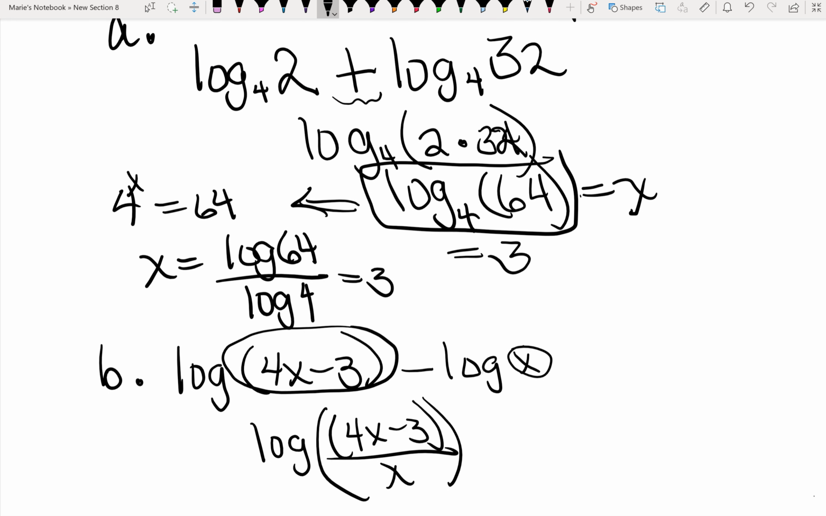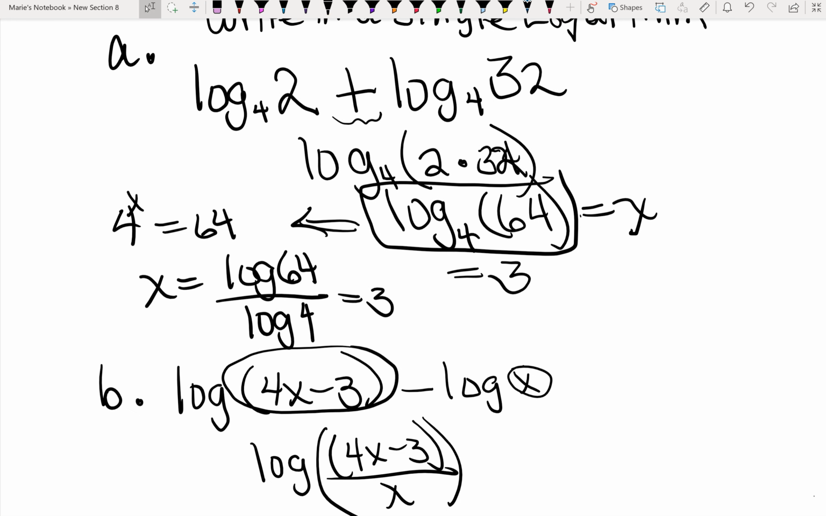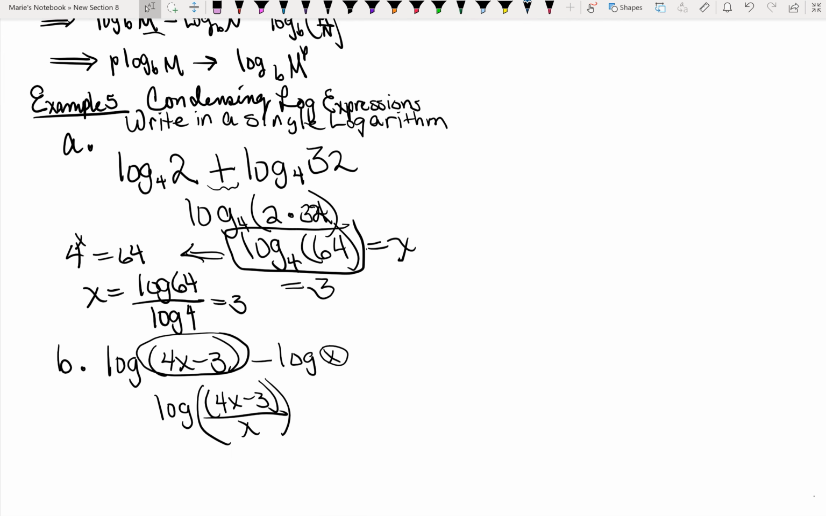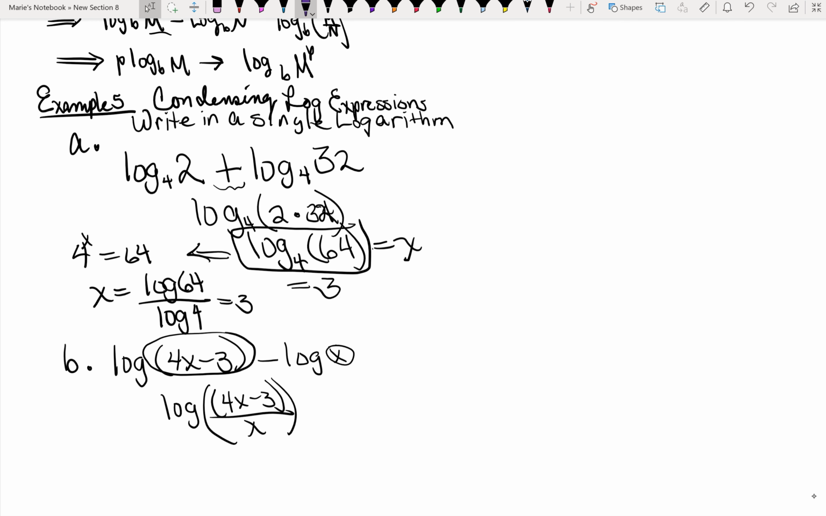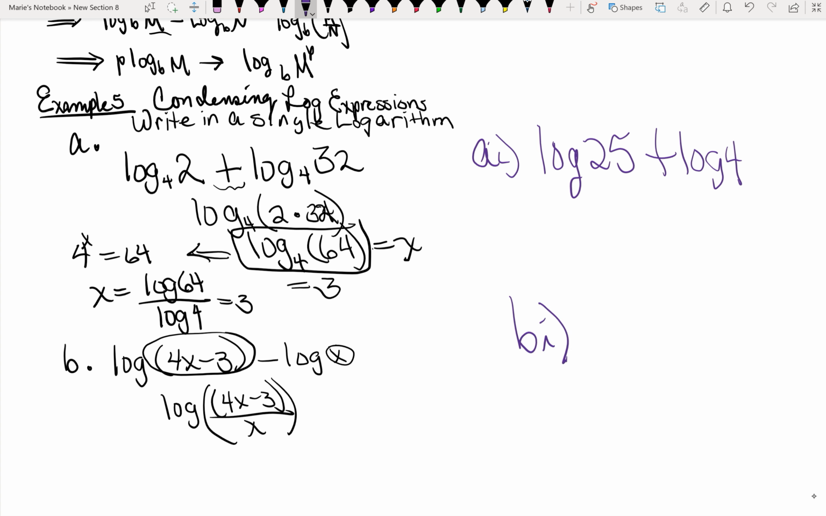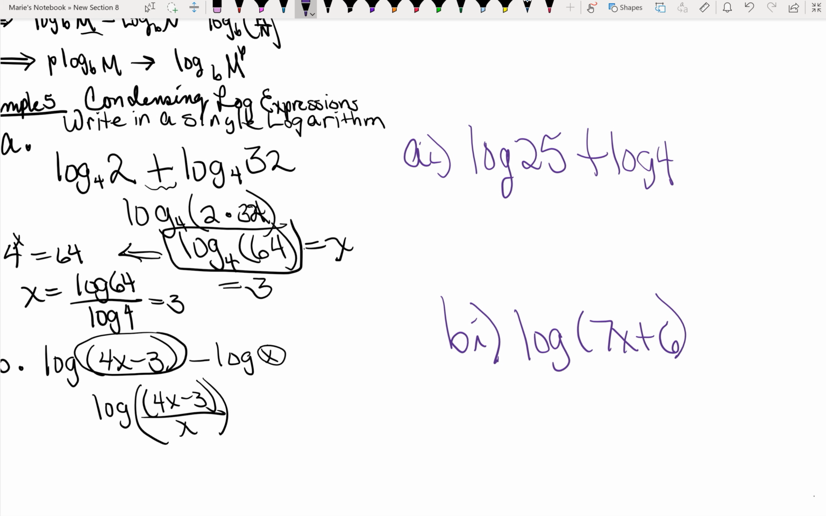All right, so if you want to try 2 of these, I'll bring this down, scooch it over just a snag here. All right, take a look at this. Here's, I'm going to call it A1, where I have, in this case, log 25 plus log 4. And then for B1, I'm going to give you log of 7x plus 6 minus log x.